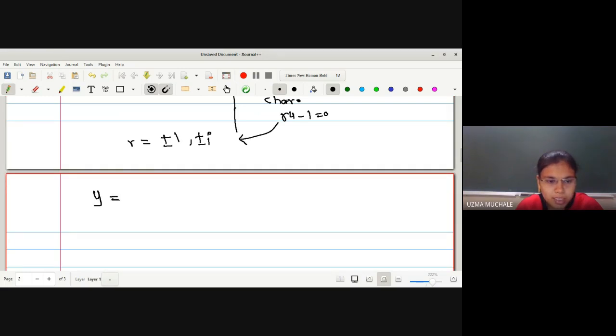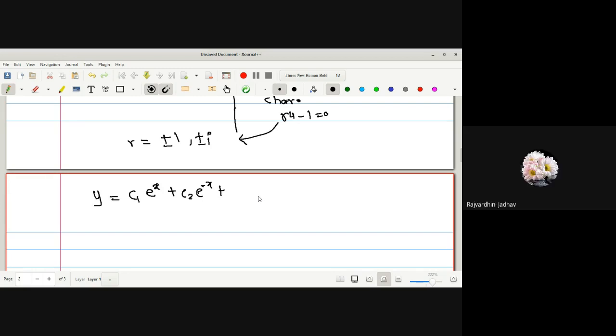So what will be the case in the case of the solution? It will be of the form C1 e raised to x plus C2 e raised to minus x plus, as it is in the form of a conjugate pair, that is, this is in the form of a complex alpha plus or minus i beta, it will be of the form C3 cos x plus C4 sin x.